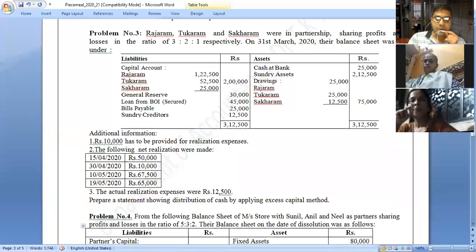Okay, so problem number three, I solved the statement of excess capital. Now I will not solve the further solution. I will give the homework to you. You have to prepare the order of payment, and you have to prepare the statement of piecemeal distribution of the cash. This is homework for you. You have to solve it, because in the next lecture I will solve it.